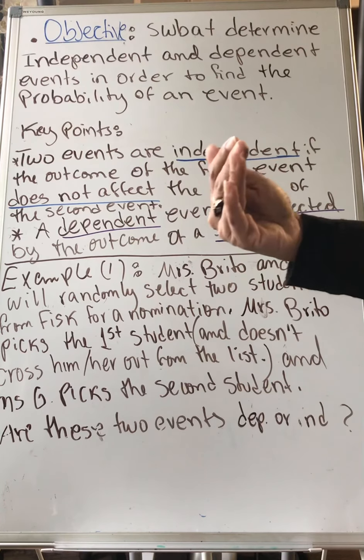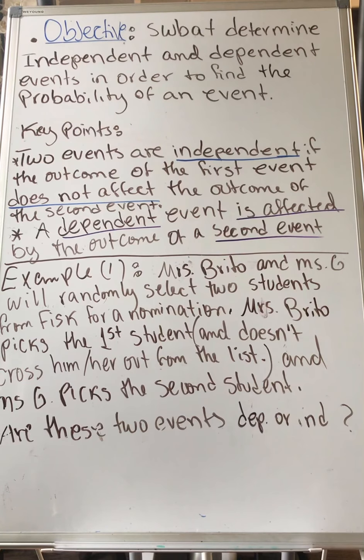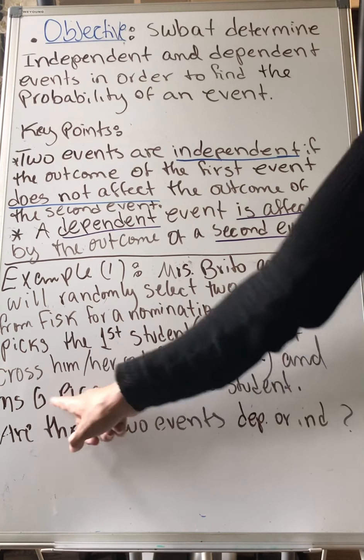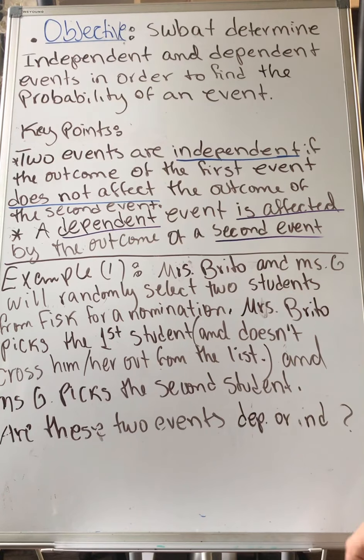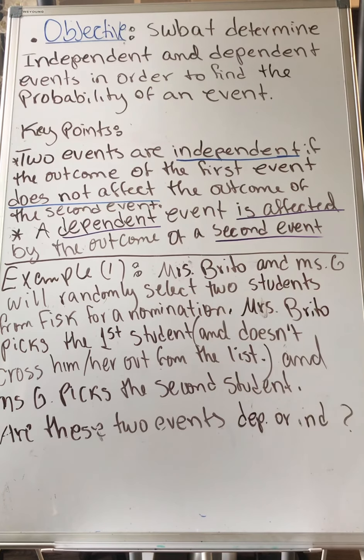So again, there is a list of students. I chose the one I want, but I never cross it out. And Ms. G picks the second student. Are these two events dependent or independent?